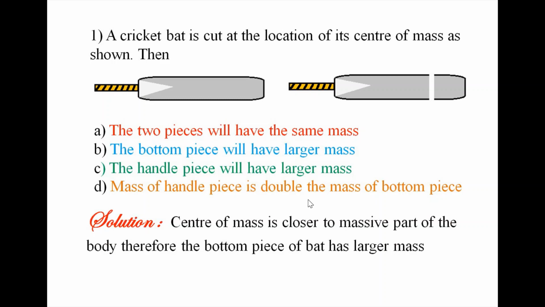As we know that the center of mass is closer to the massive part of the body, therefore the bottom piece of the bat has larger mass. So here option B is correct, that means the bottom piece will have the larger mass. So let's see the second objective.